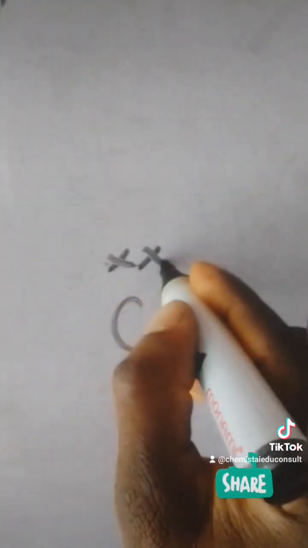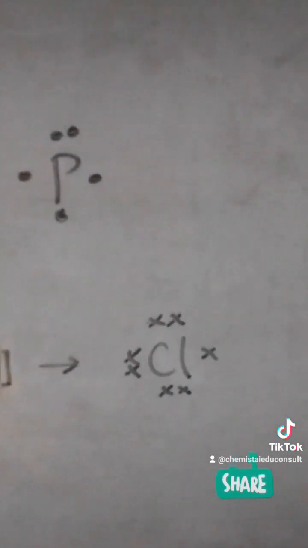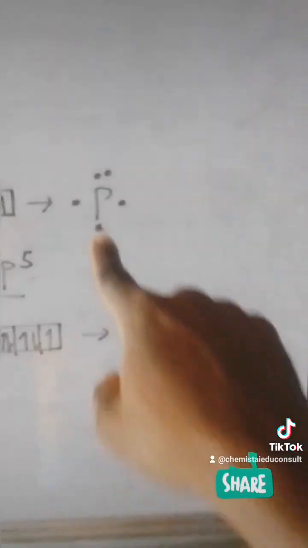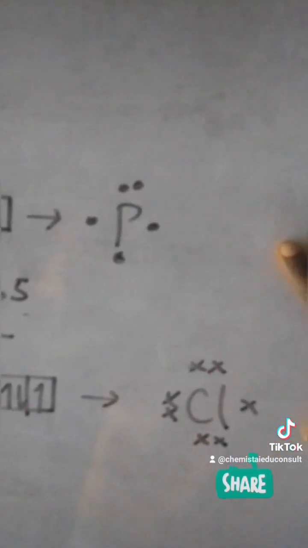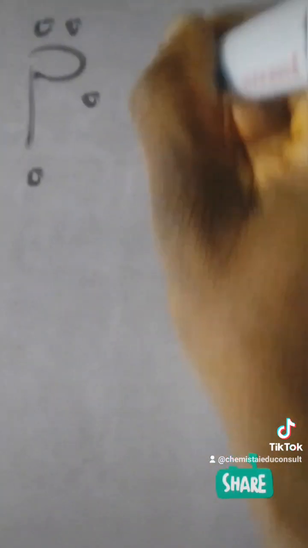We use crosses now. A pair, another pair, then 1 is single. Now, looking at these 2 atoms, you will see that 3 atoms of chlorine are involved. So, to form the dot and cross diagram, we now represent the 4 atoms involved: phosphorus, like this, plus 3 chlorine atoms, like this.